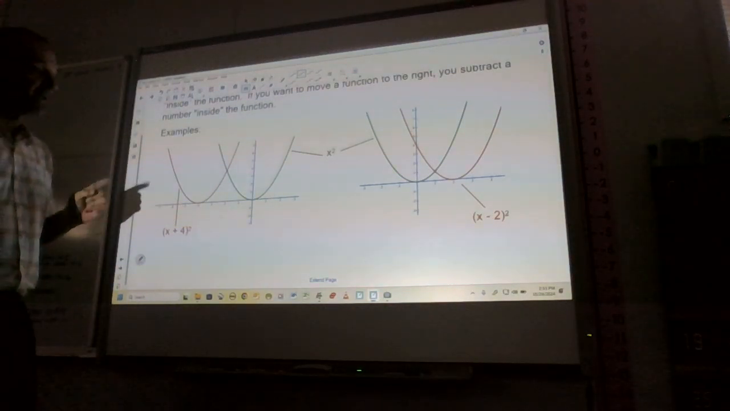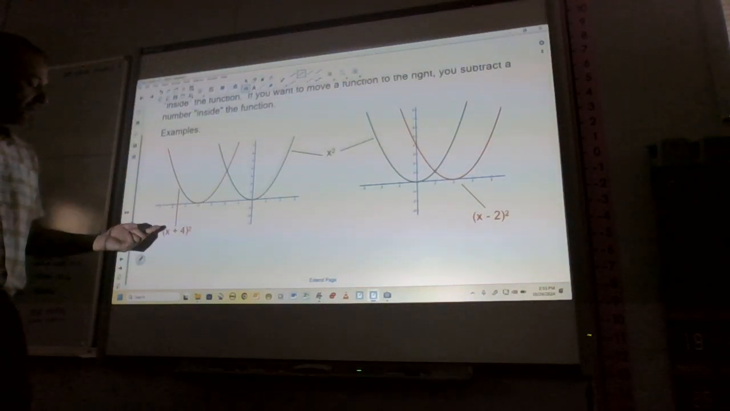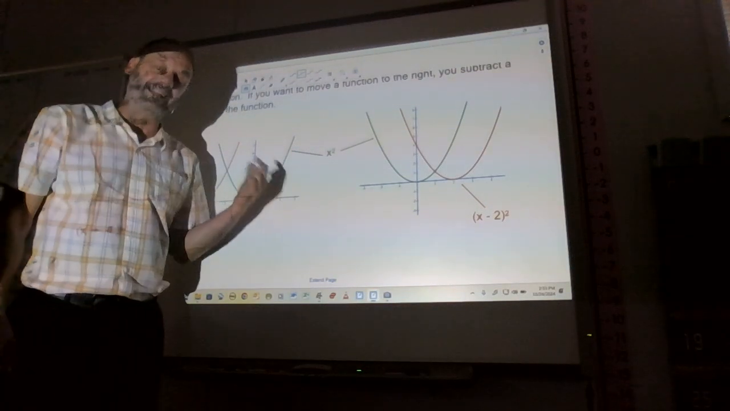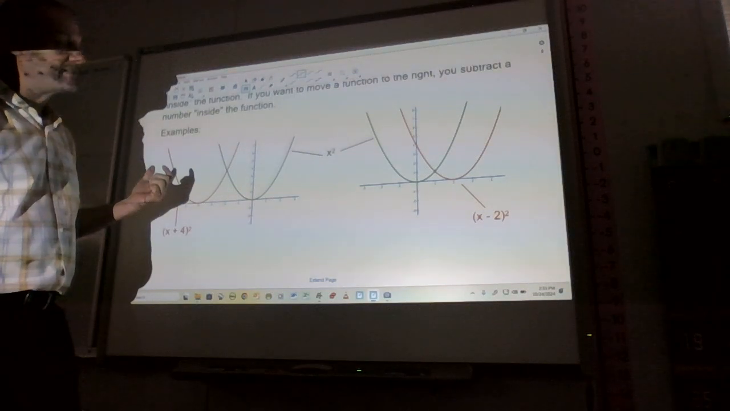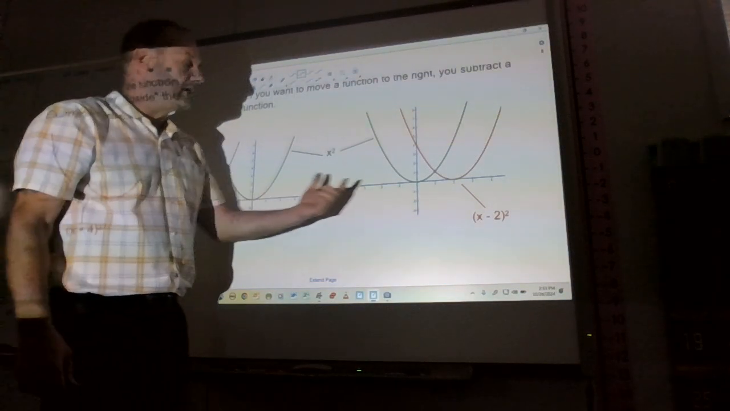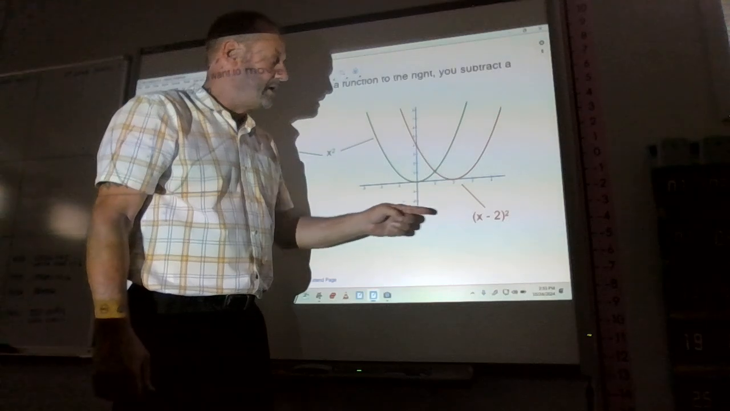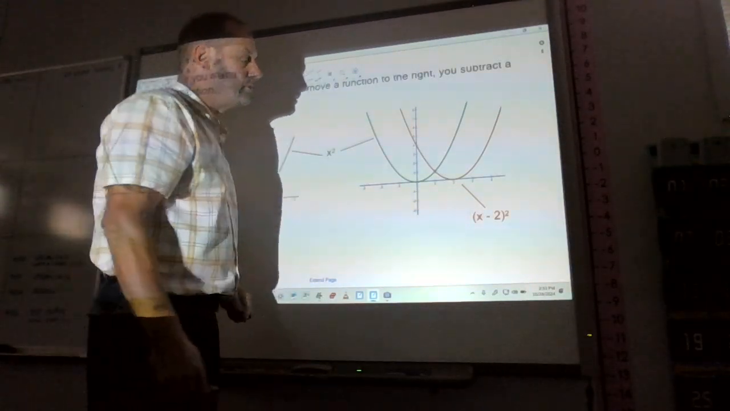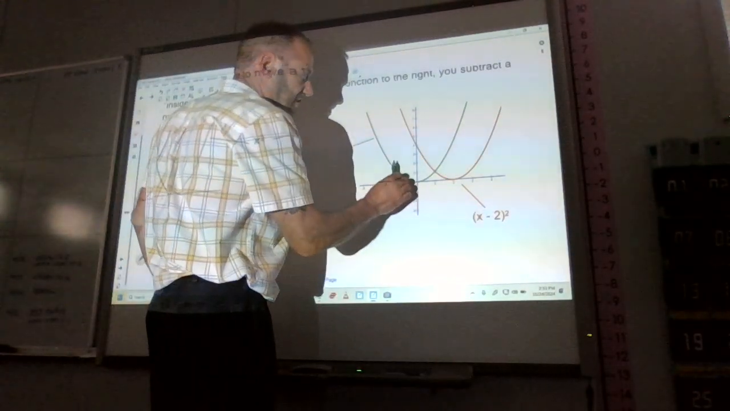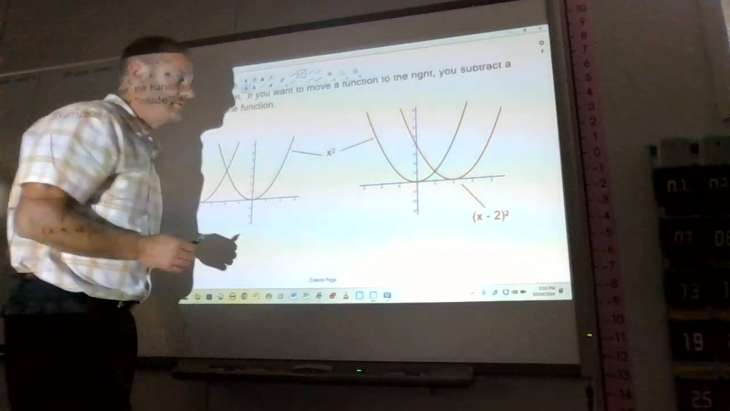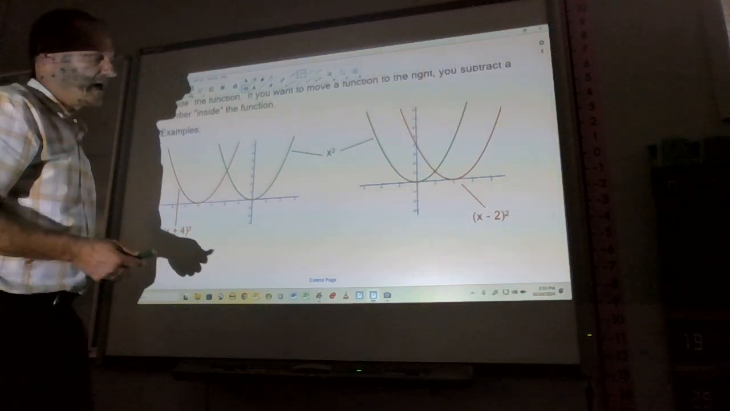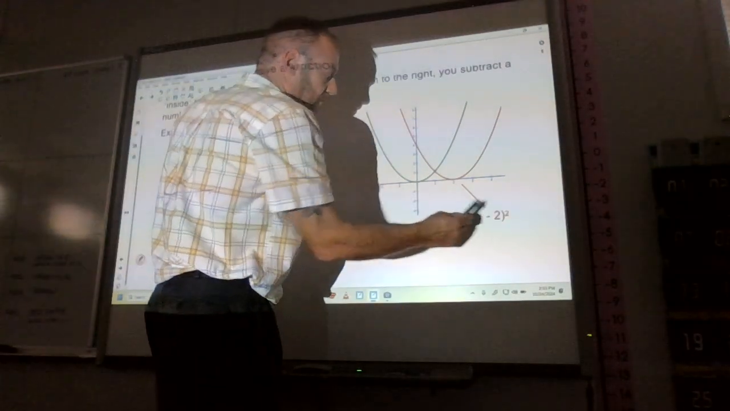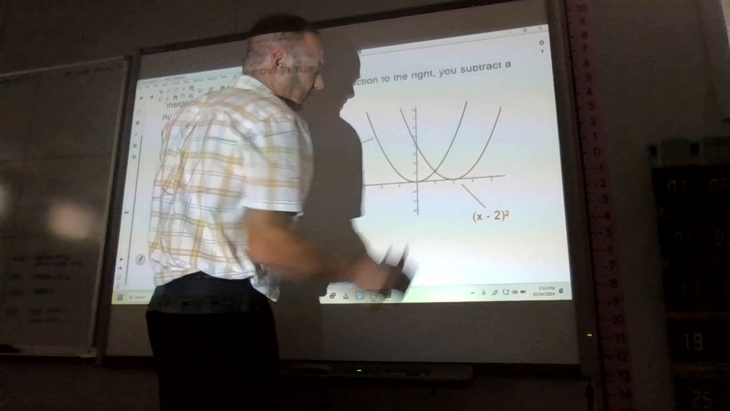Now, be very careful because people often think that since it's plus, it's going to move it to the right, and it doesn't. It moves it to the left. Okay? It's the opposite of what you think. So over here, the green one is x squared again, okay, but x minus 2 inside the parentheses shifts it 2 to the right. And then I can do combinations. I could take this and I could add 4, and that would just take this one and move it up 4.